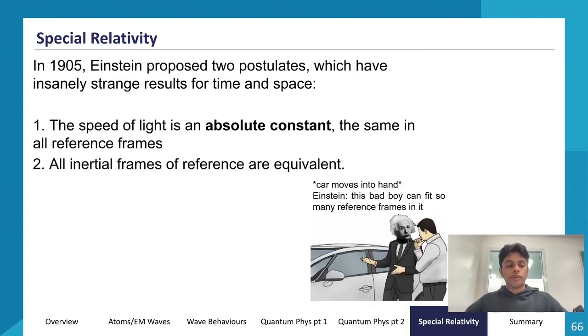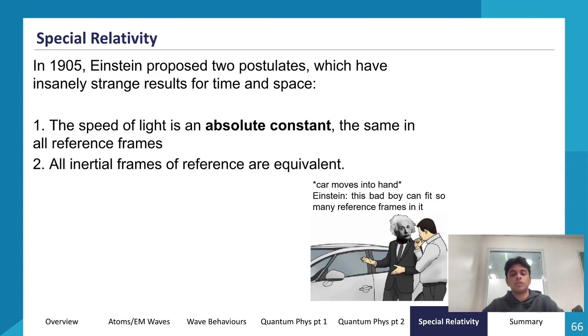Now we can move on to the final section, which is special relativity. So in 1905, Einstein proposed 2 postulates which have insanely strange results for time and space, right? So it is very trippy. So what he said was, the speed of light is an absolute constant and the same in all reference frames, all inertial frames of reference.